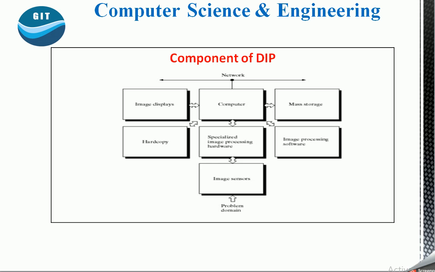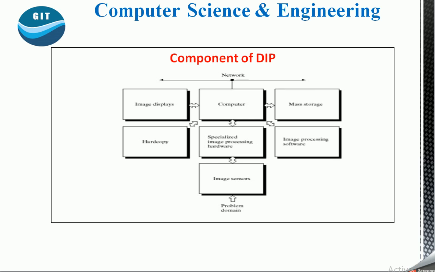The fourth step is image processing software. Image processing software includes all the mechanisms and algorithms that are used for the image processing system. Step number 5, mass storage. Mass storage stores the pixels of the image during the processing. Then the hard copy device. Once the image is processed, it is stored in the hard copy device. It can be a pen drive, laser printer or any external ROM device.